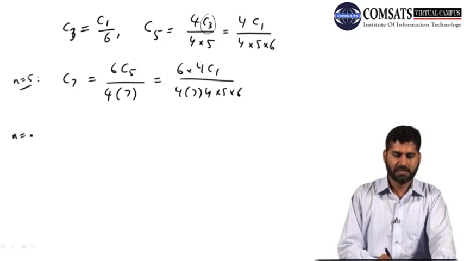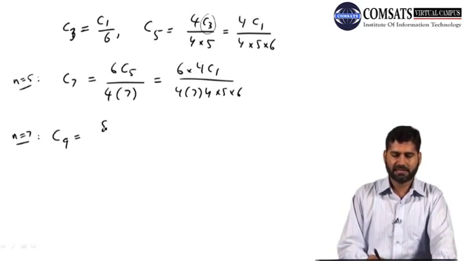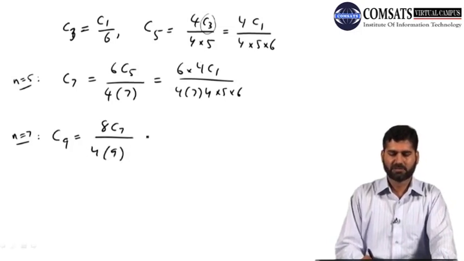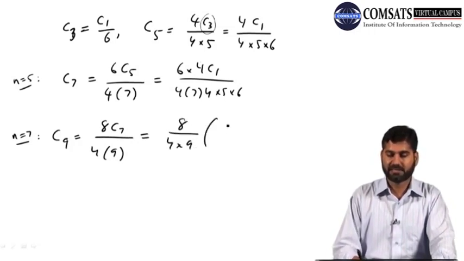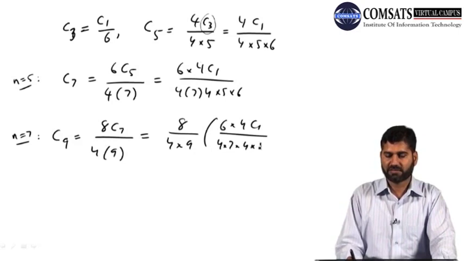Now n is equal to 7 will give me C9. C9 is 8 C7 over 4 times 9. So that will give me 8 by 4, 9. And C7 is 6, 4 C1 over 4, 7, 4, 5, 6.